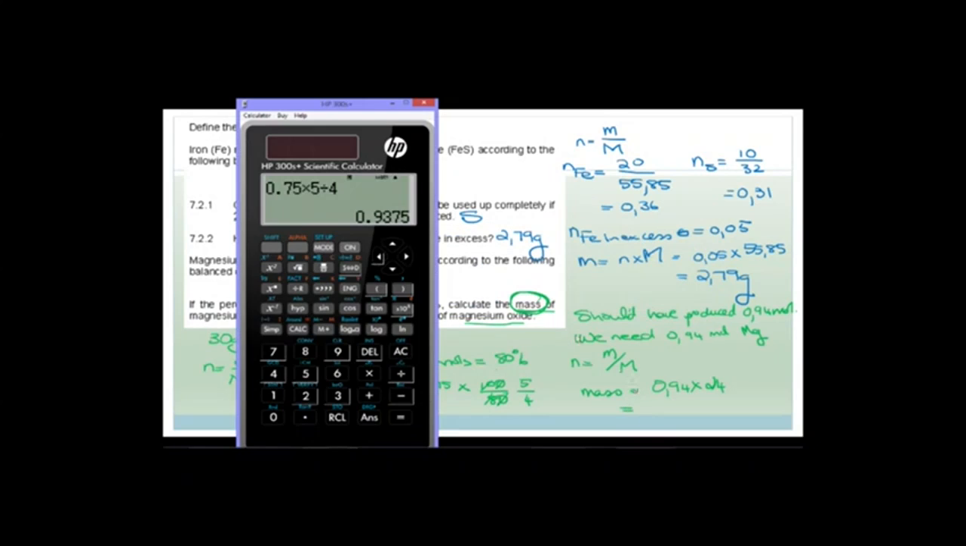That's what we need. But the number of moles is mass over molar mass, and they've asked us to calculate the mass of the magnesium. So therefore, the mass is going to be the number of moles, which is 0.94, multiplied by the molar mass of magnesium, which is 24. So let's get that out. So we've got 24 times 0.94 equals 22.56 grams. So we need 22.56 grams of the magnesium to get out 30 grams of magnesium oxide. Okay, right, I hope you understand that.